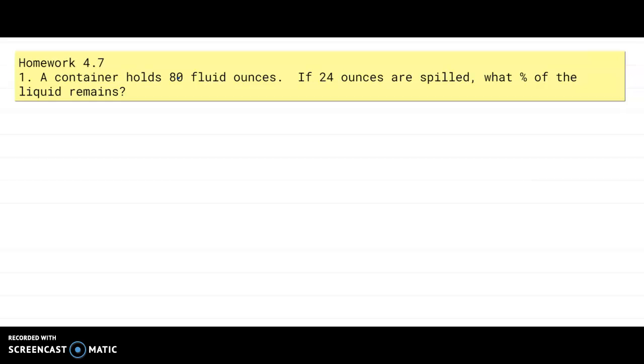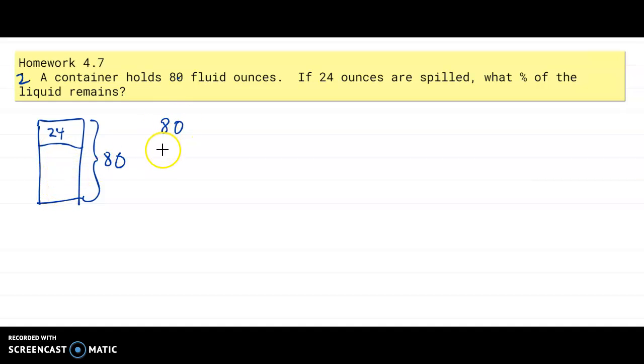Okay, and problem number 2, this is actually problem number 2. A container holds 80 fluid ounces. If 24 ounces are spilled, what percent of the liquid remains? So again, let's just draw a tank here, and it holds altogether 80 ounces. Okay, 24 ounces got spilled out. So that's almost a quarter of it. 24 ounces got spilled out. So how many ounces are still in the tank? Well, we'll have to subtract 24 from 80. So there's still 56 ounces in the tank.